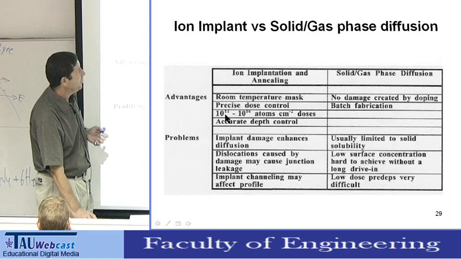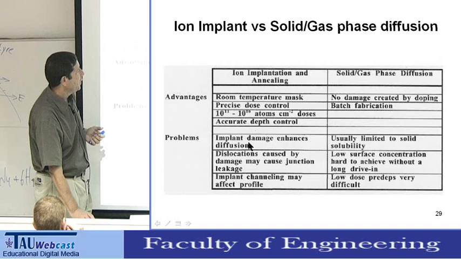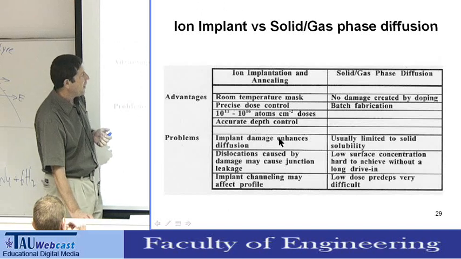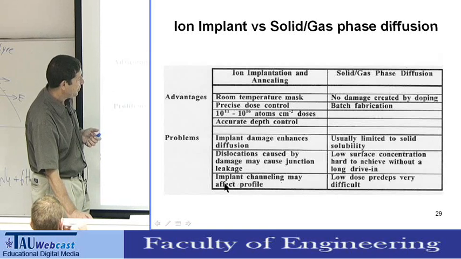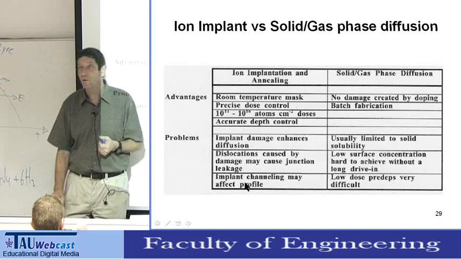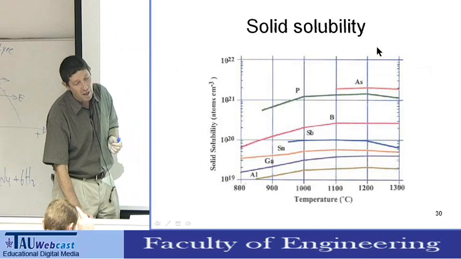You can implant 10 to the 11 to 10 to the 16 atoms per centimeter squared, with very accurate depth control. The problems: you introduce damage, you introduce dislocations, which are defects, and implant channeling may affect the profile. If you can overcome this, we have a good process.